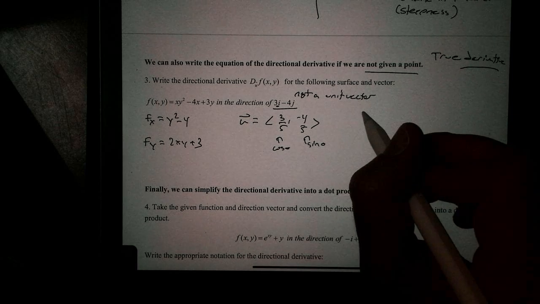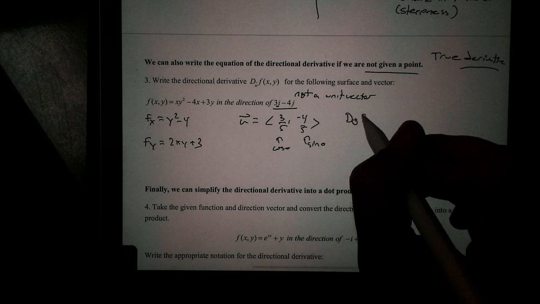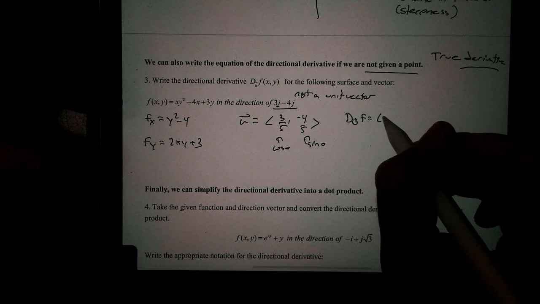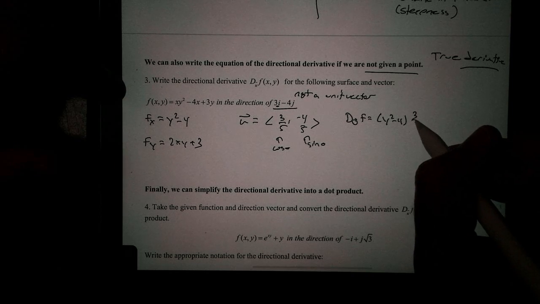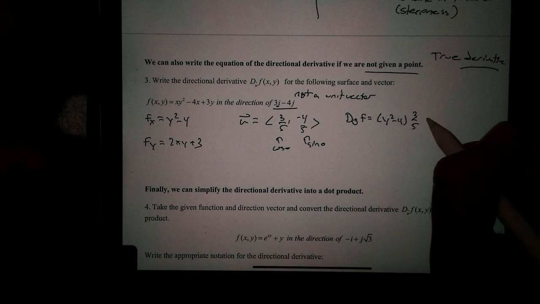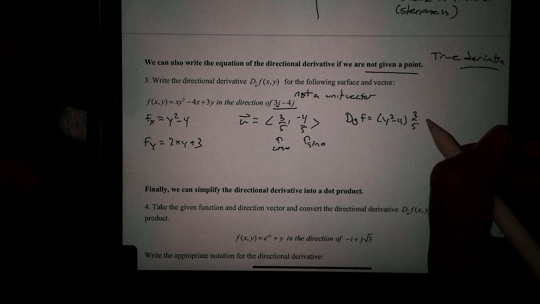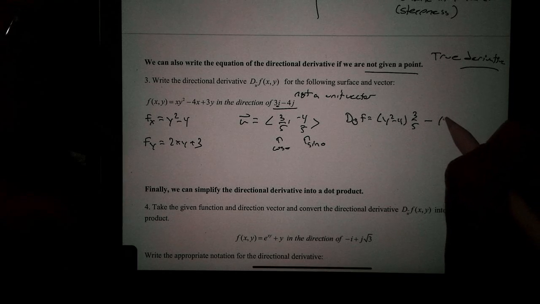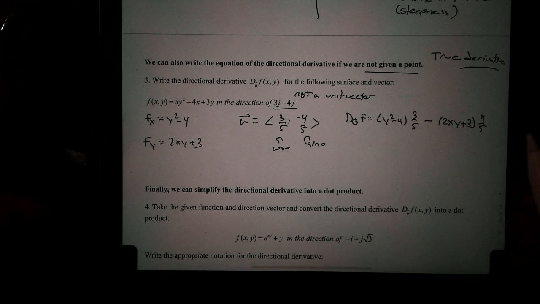So therefore, our directional derivative would be the partial with respect to x, parentheses, y squared minus 4 times 3/5. Be careful, I'm going to subtract out that negative right there, so I'll make this a minus the partial with respect to y, 2xy plus 3, and multiply that by the 4/5.